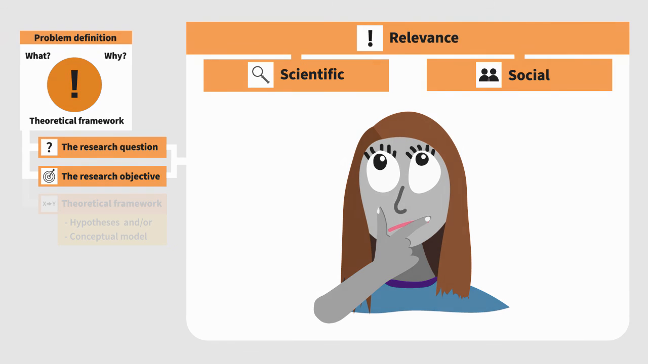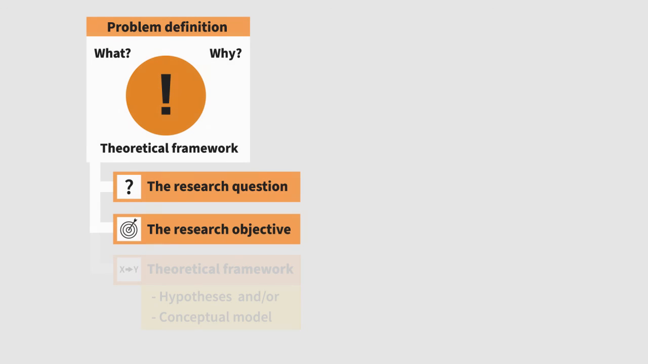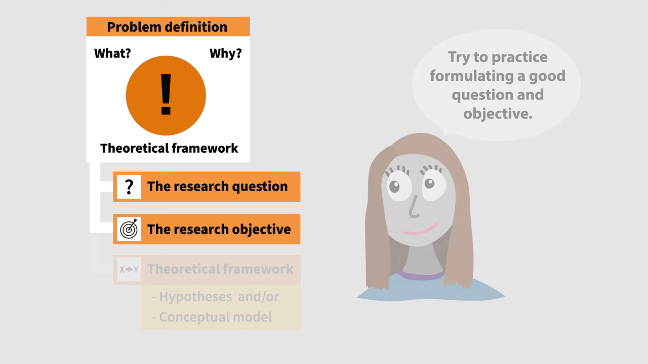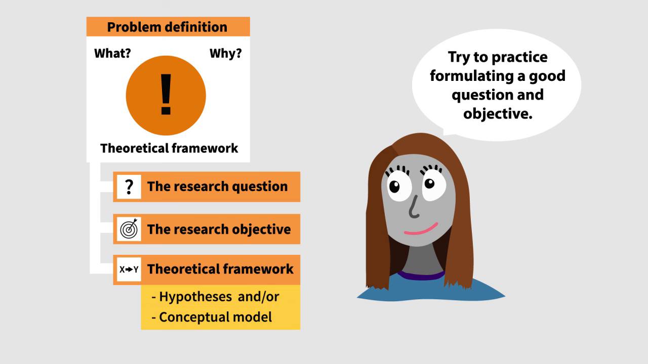This was a micro-lecture about the first part of the problem definition, the research question and objective. Practice formulating a good question and objective. The next step in the research plan is formulating hypotheses and drawing up a conceptual model. This is discussed in other videos.